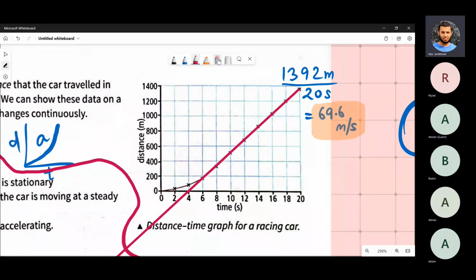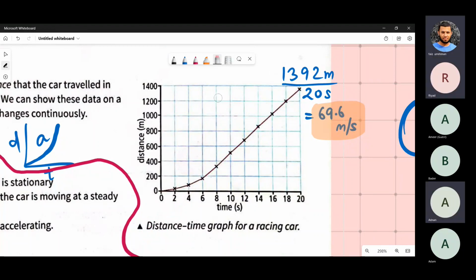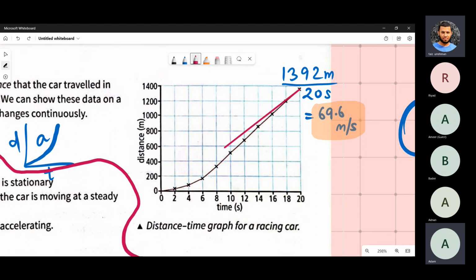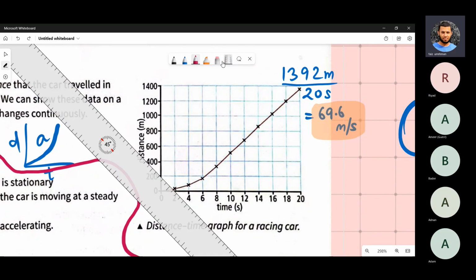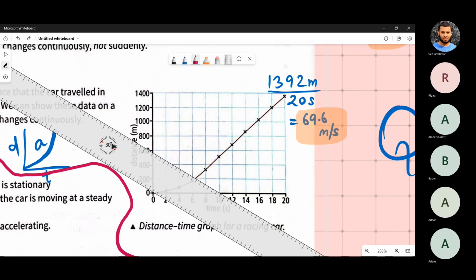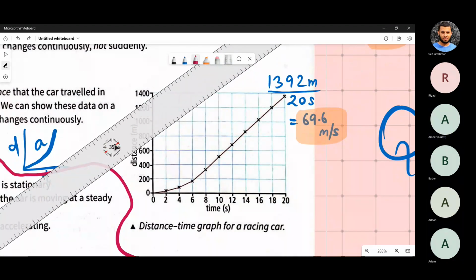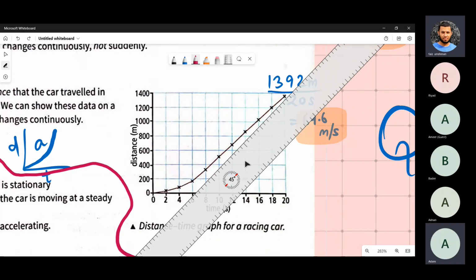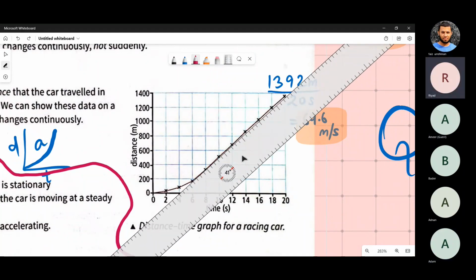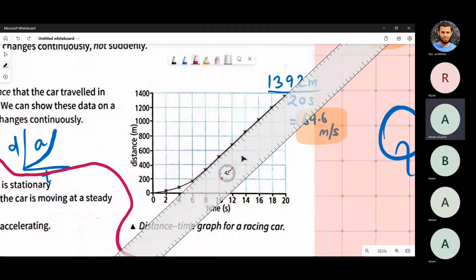Adam and Adnan, did you get how I calculated this answer? I created a straight line backwards from the ending point, like this, all the way until here. Or you can put a ruler. In your exam, you can put a ruler. You can also answer it by looking at it, or by your finger.